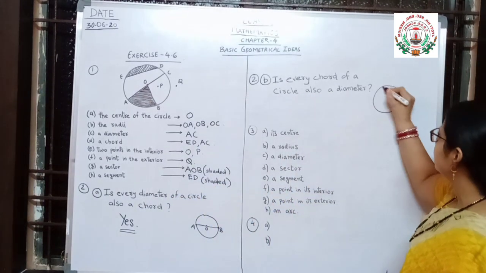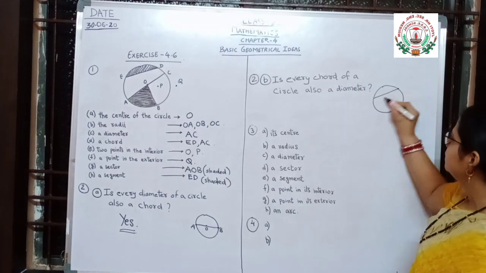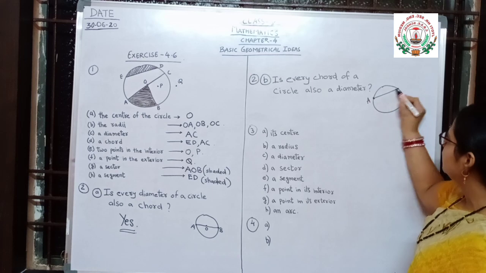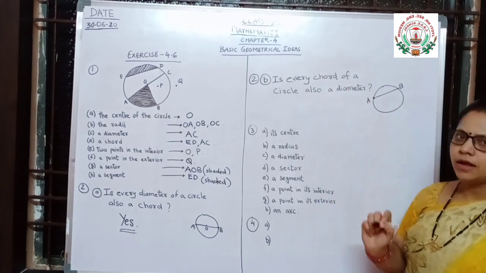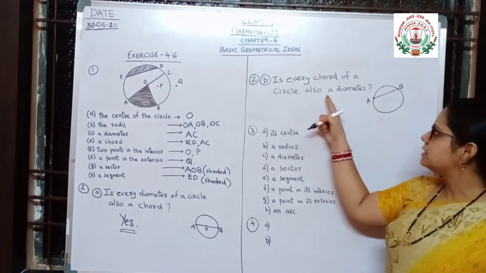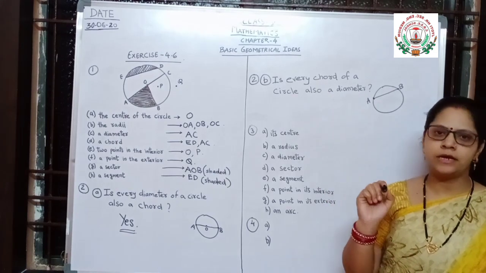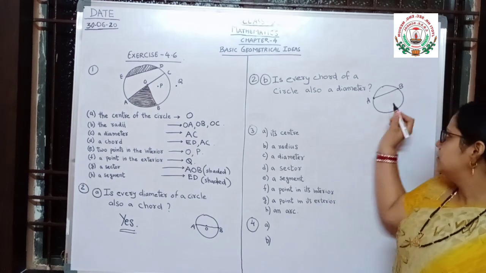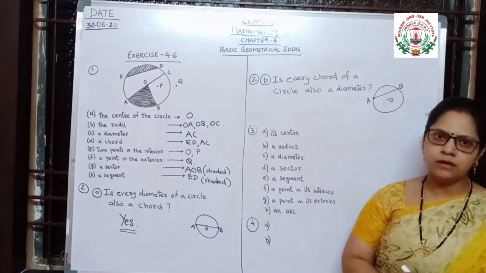Again draw one circle. Let us take any chord. Suppose we are taking this chord AB. Is every chord of a circle also a diameter? For a diameter, the condition is that it should pass through the center. This is the center of the circle. Is this chord passing through the center?